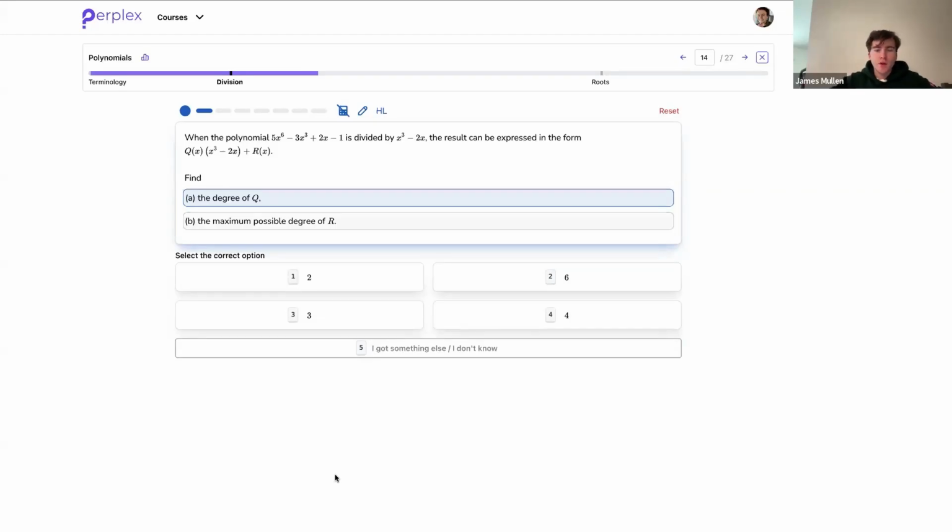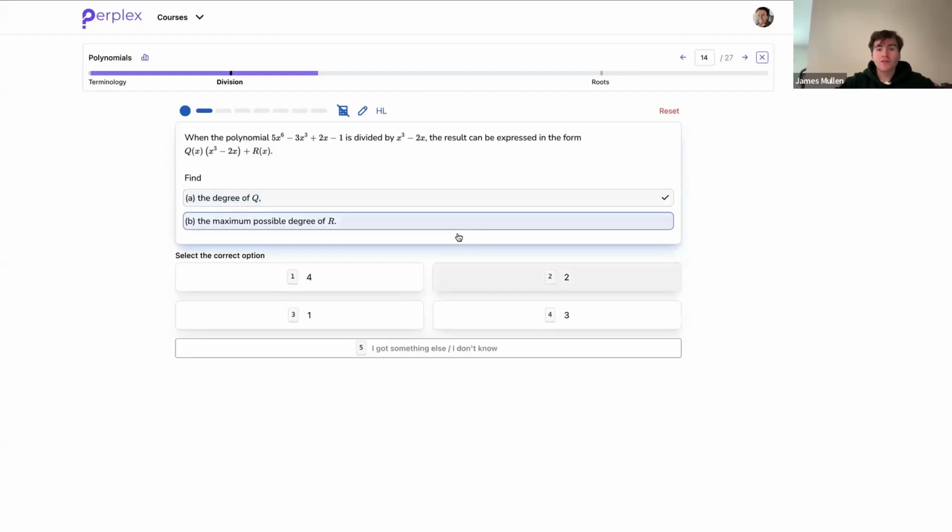Okay, let's go over this. So I'm dividing a polynomial with degree 6 by a divisor with degree 3. Okay, and I'm being told the result can be expressed in the form q of x times x cubed minus 2x plus some remainder r of x. Okay, so the degree of q, remember, when I multiply q and x cubed minus 2x, I have to get something with x to the power of 6. So that means q has to have a degree of 3 so that its highest term multiplied by the highest term of x cubed minus 2x gives me something x to the power of 6, specifically 5x to the power of 6. And that means that q has a degree of 3.